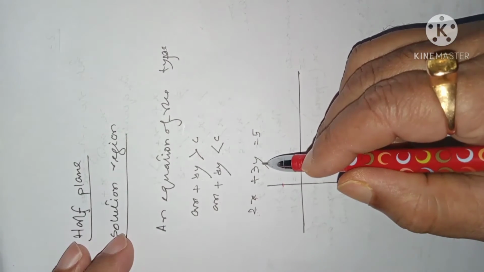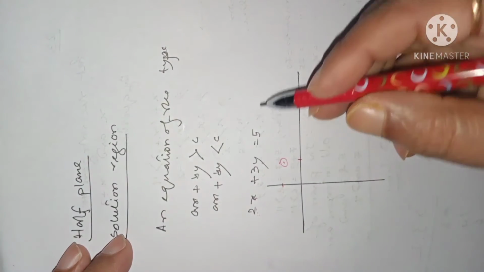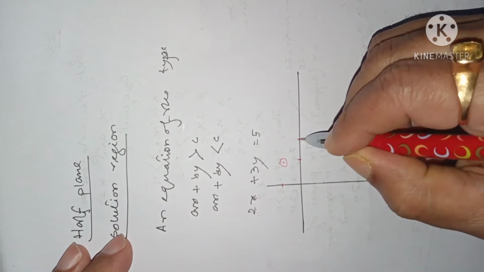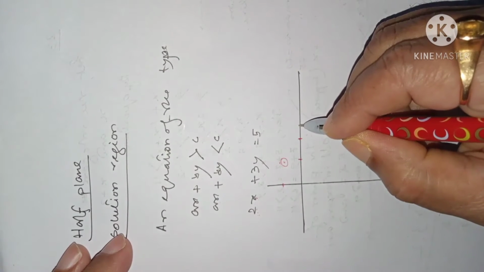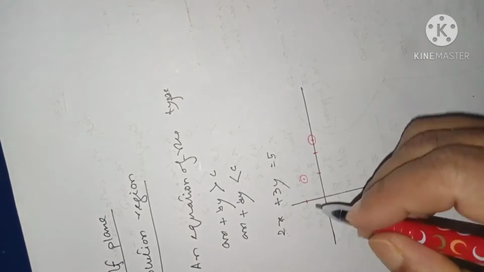Suppose I take y equal to 0. What will x be? 2x equal to 5 means x equal to 5 by 2, that is 2.5. So this is 2.5, and y is 0 here. So as you see, this is a straight line.